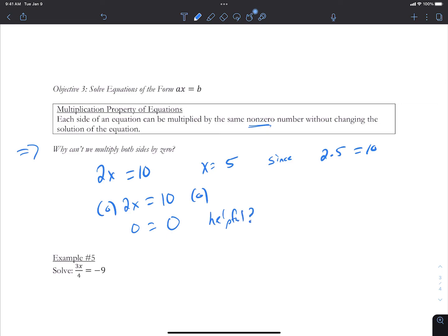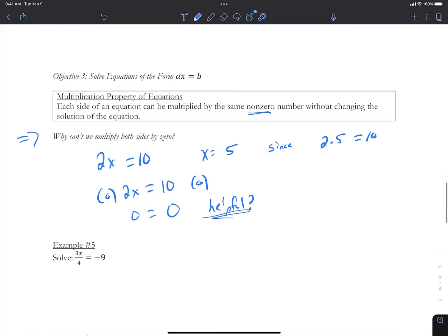So it doesn't make my equation still hold true and have the same solution. That doesn't work. So we can't multiply both sides times 0.